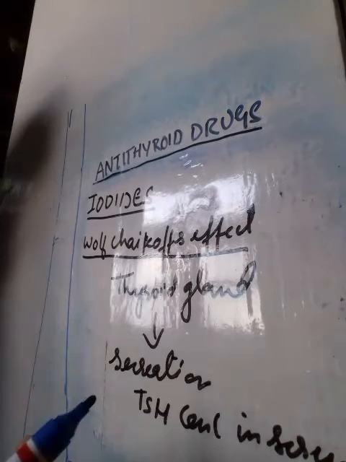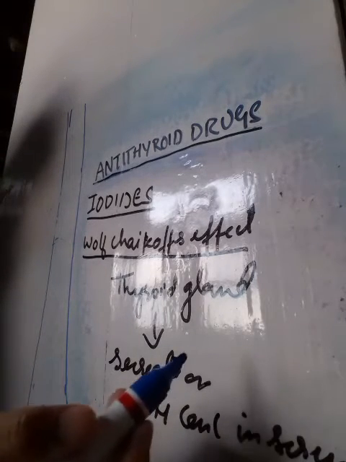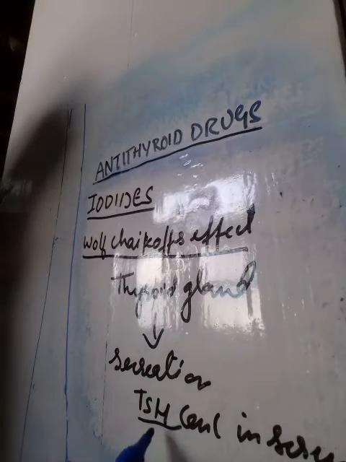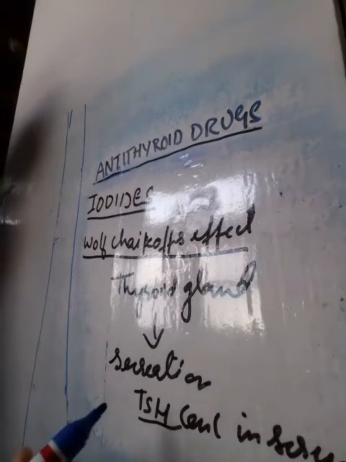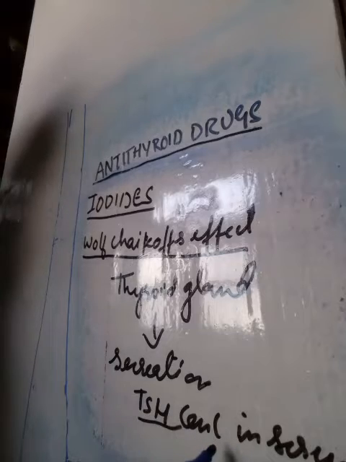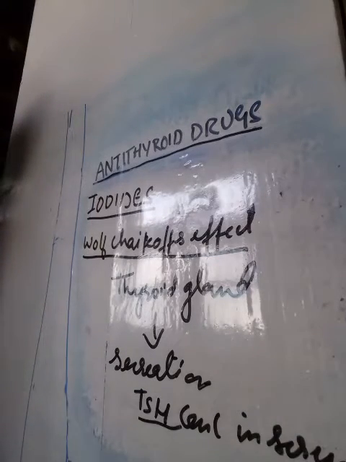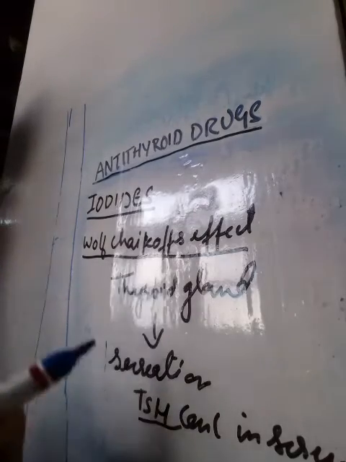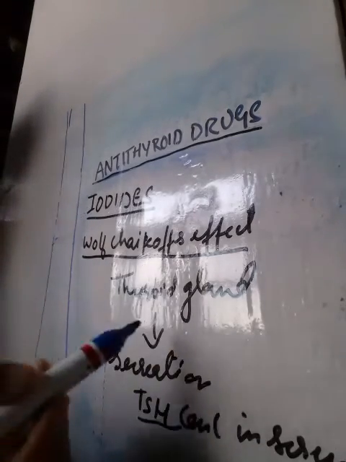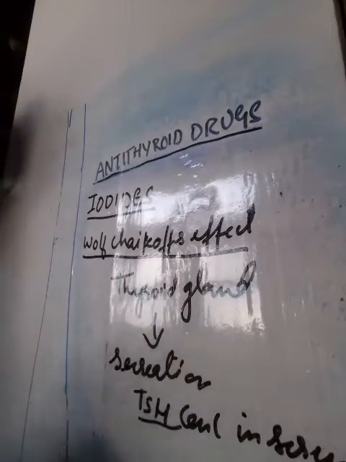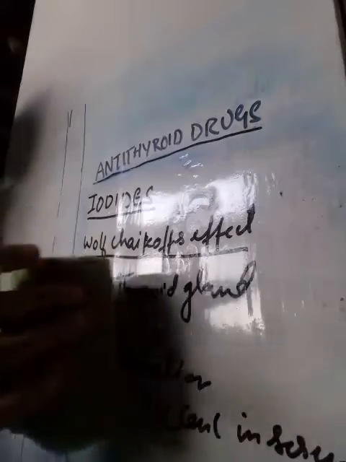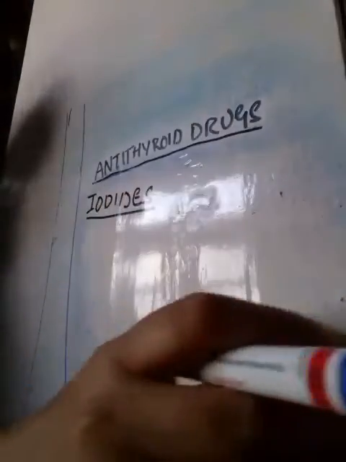Means the thyroid gland fails to secrete thyroxine in spite of TSH concentration in the serum. Thyroid gland does not respond to the thyroid stimulating hormone which comes from the pituitary. This effect is known as Wolff-Chaikoff's effect. Iodides follow this very method in decreasing the thyroid gland secretion. This was the Wolff-Chaikoff's effect.